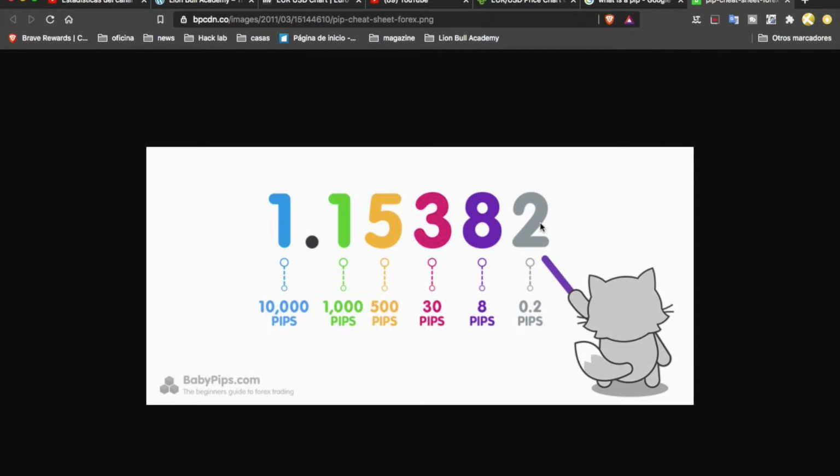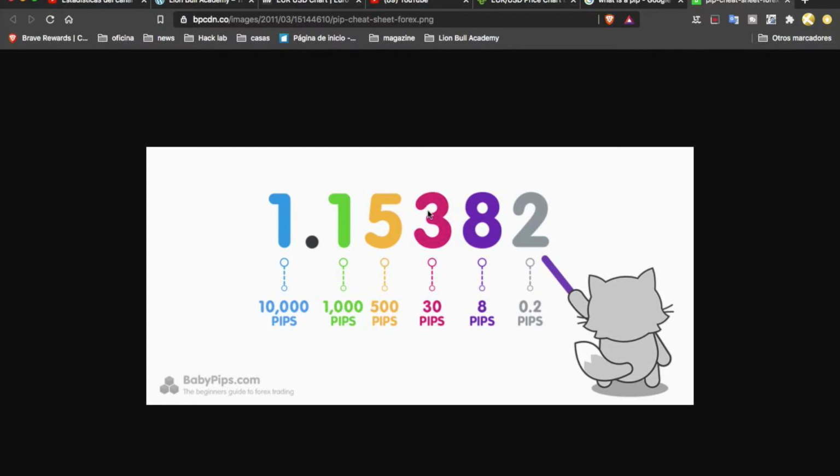Some brokers have 5 numbers, so that will be a cent of a pip. So here it is 0.2 pips. If we arrive at 10, it will become 1 pip. So if the price moves 1 pip up or 1 pip down, this number will change. If it goes up 1 pip, it will become a 9. So that's the smallest movement the price can have.